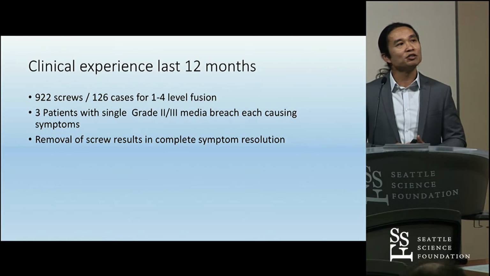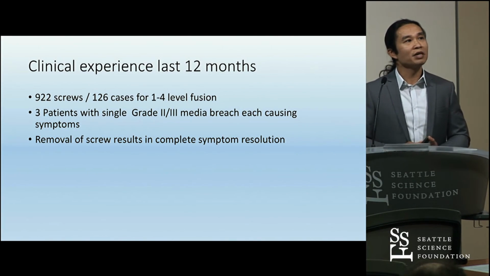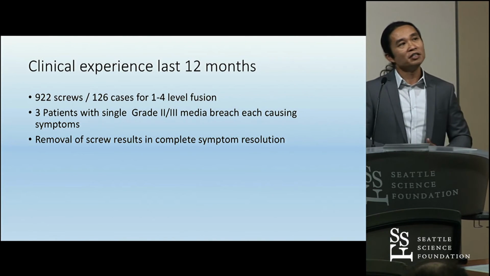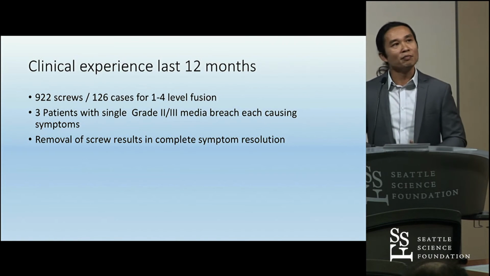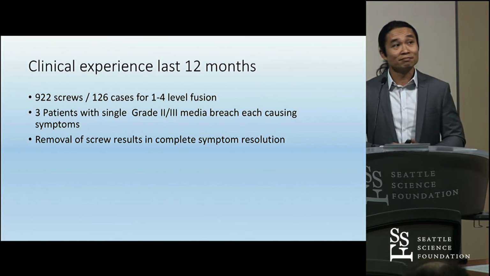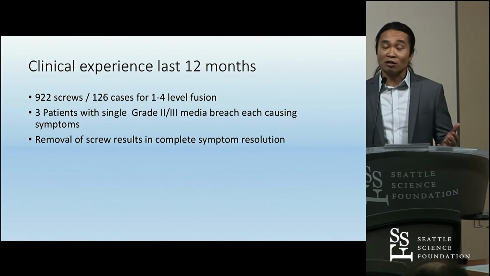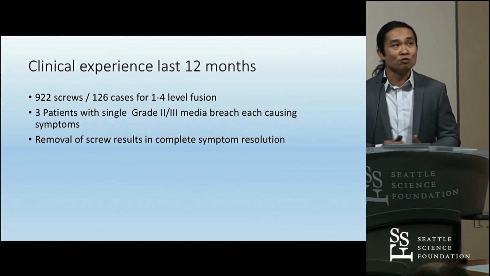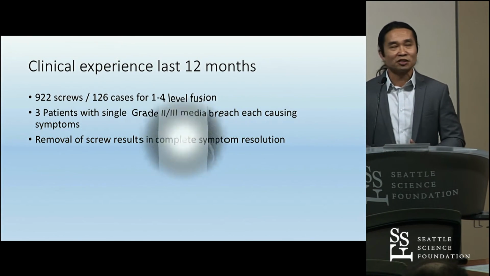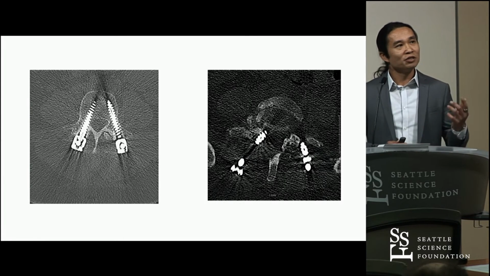My clinical experience over the last 12 months with 1 to 4 level fusions, thinking about cases that need revision. These patients have a grade 2 or grade 3 medial breach causing symptoms with MIS techniques and navigation. What I did was I basically treated them like any radiculopathic patient and then simply removed the screw without having to revise, and you had complete resolution of symptoms. And here are some examples of my own screw breaches.